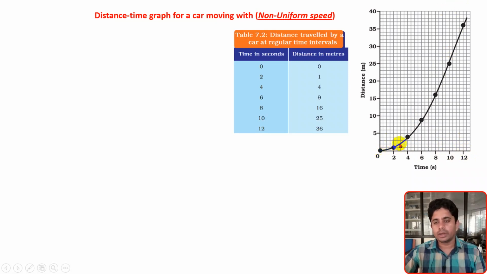Now if I connect those points, what we observe is that this curve is not a straight line. Obviously it is not a straight line, right? Because this is a non-linear curve. In uniform speed, we had a straight line passing through the origin. Here the curve also passes through the origin, but it is curved, or non-linear, we can say.